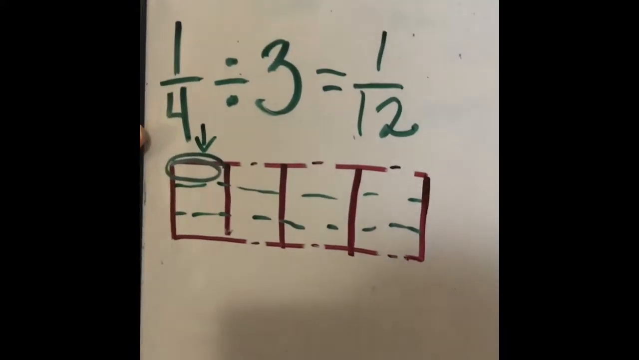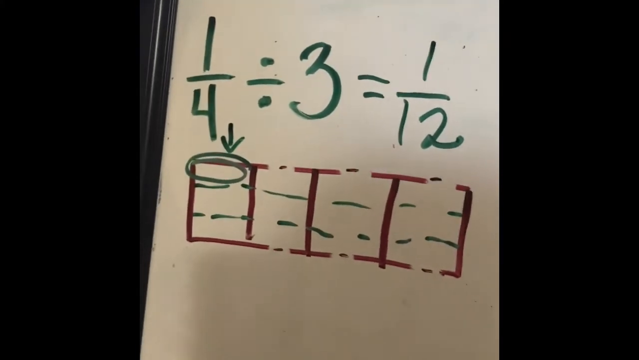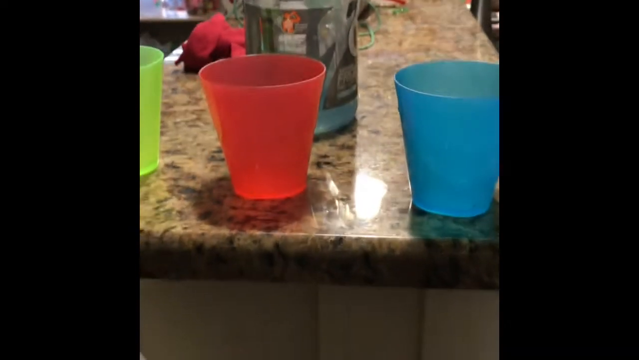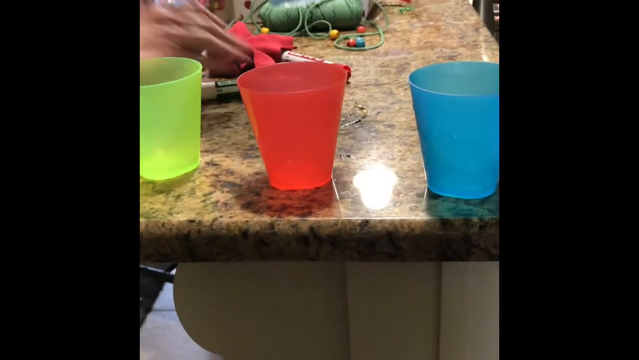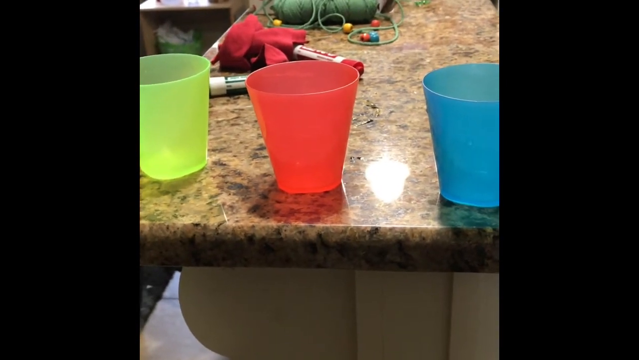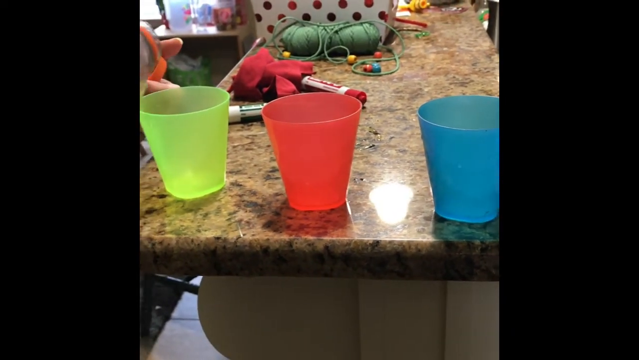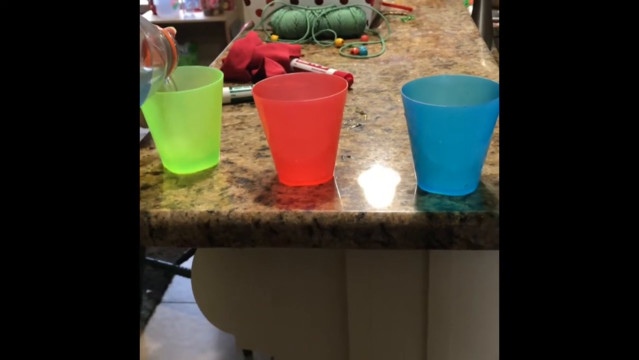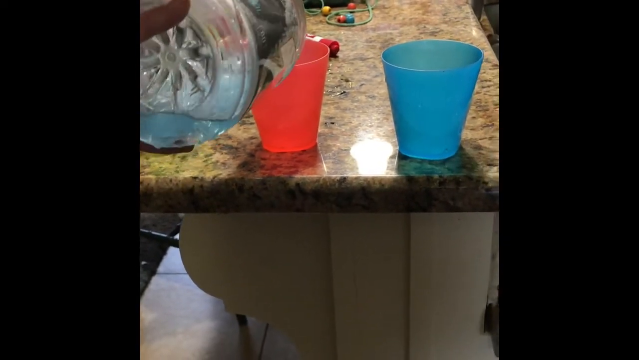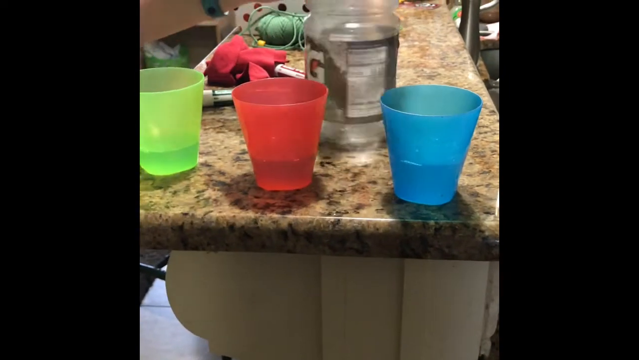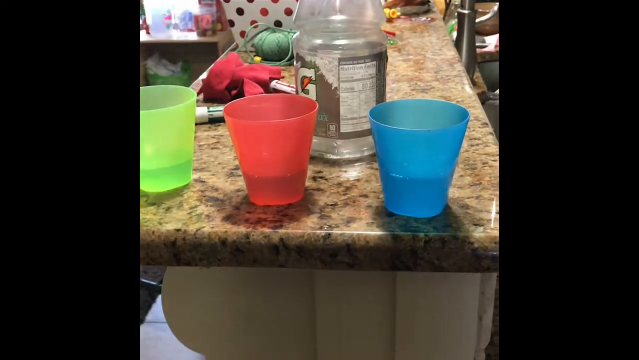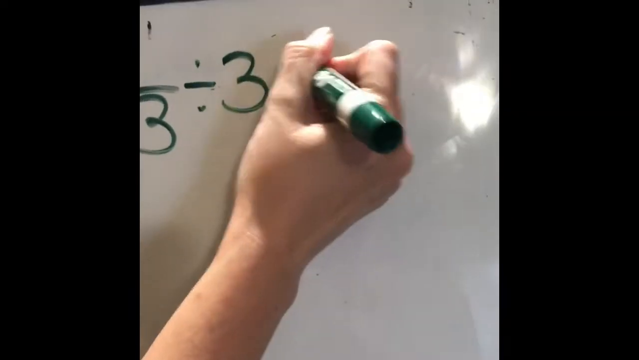Another type of problem that we would see with this type of unit fraction divided by a whole number could be a situation where I have 1/3 of a liter of Gatorade and I'm going to pour it into these 3 cups. So I want to know how much of a liter would be in each cup. So I've got 1/3 divided by 3. Let me write that down. So my 1/3 of a liter, and I divided it between the 3 cups.